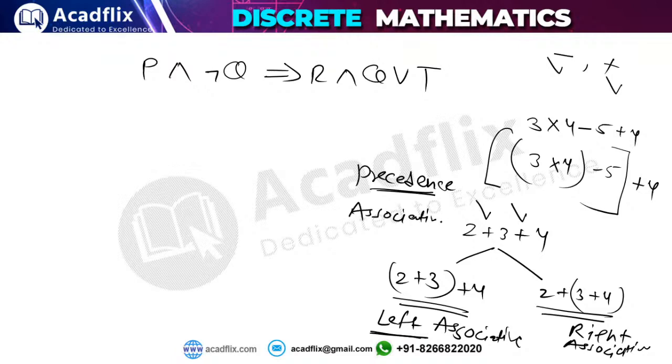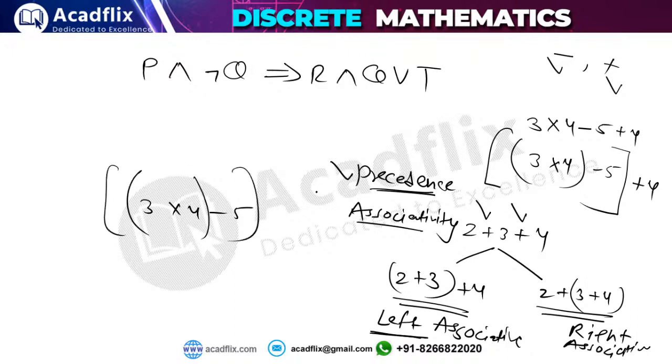Associativity is either left associativity or right associativity. Precedence says which to execute first. For example, in 3 into 4 minus 5, the precedence of multiplication is more, so you do multiplication first, then subtraction. But what happens if you have two operators side by side with equal precedence? This multiplication has equal precedence to this multiplication. Then the associativity comes into the picture.